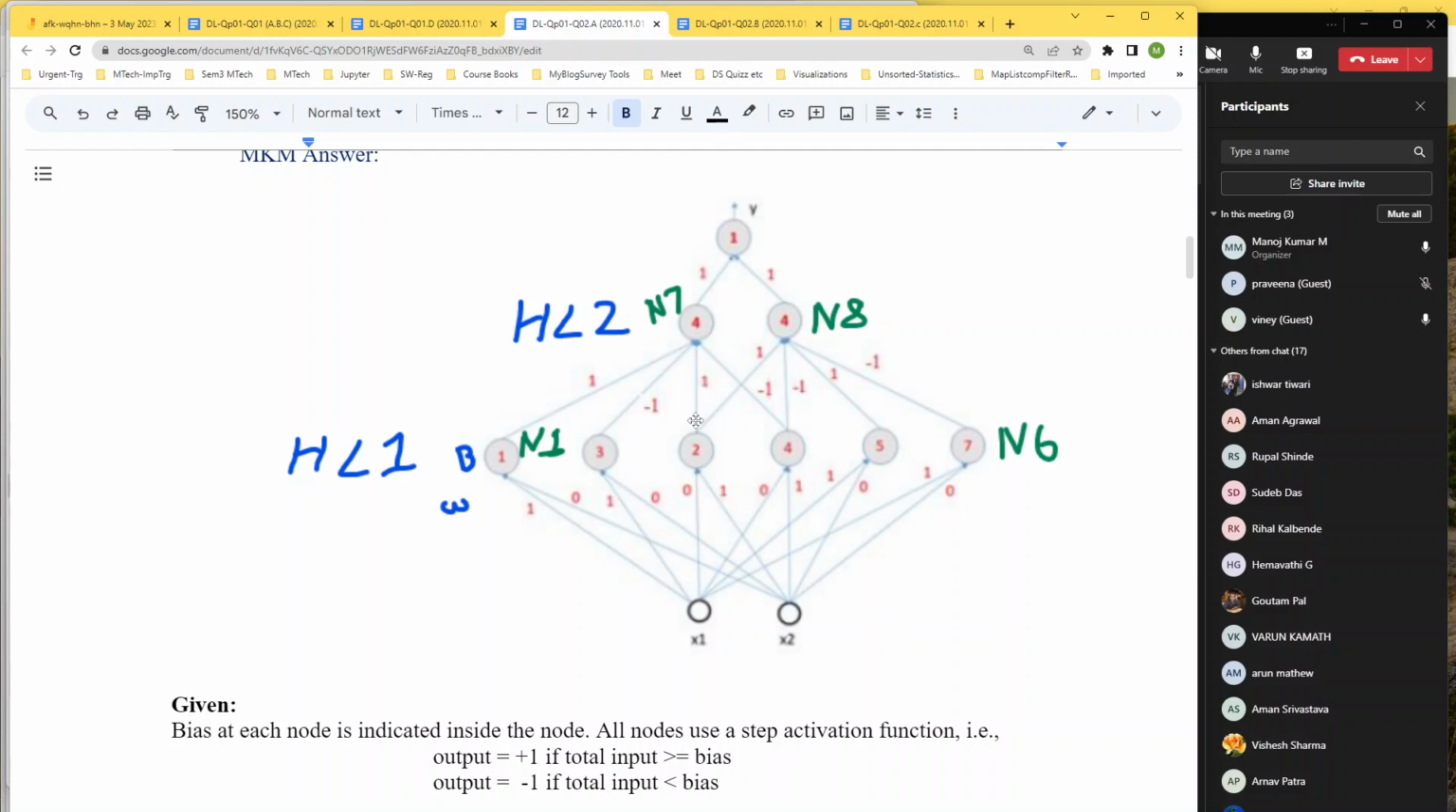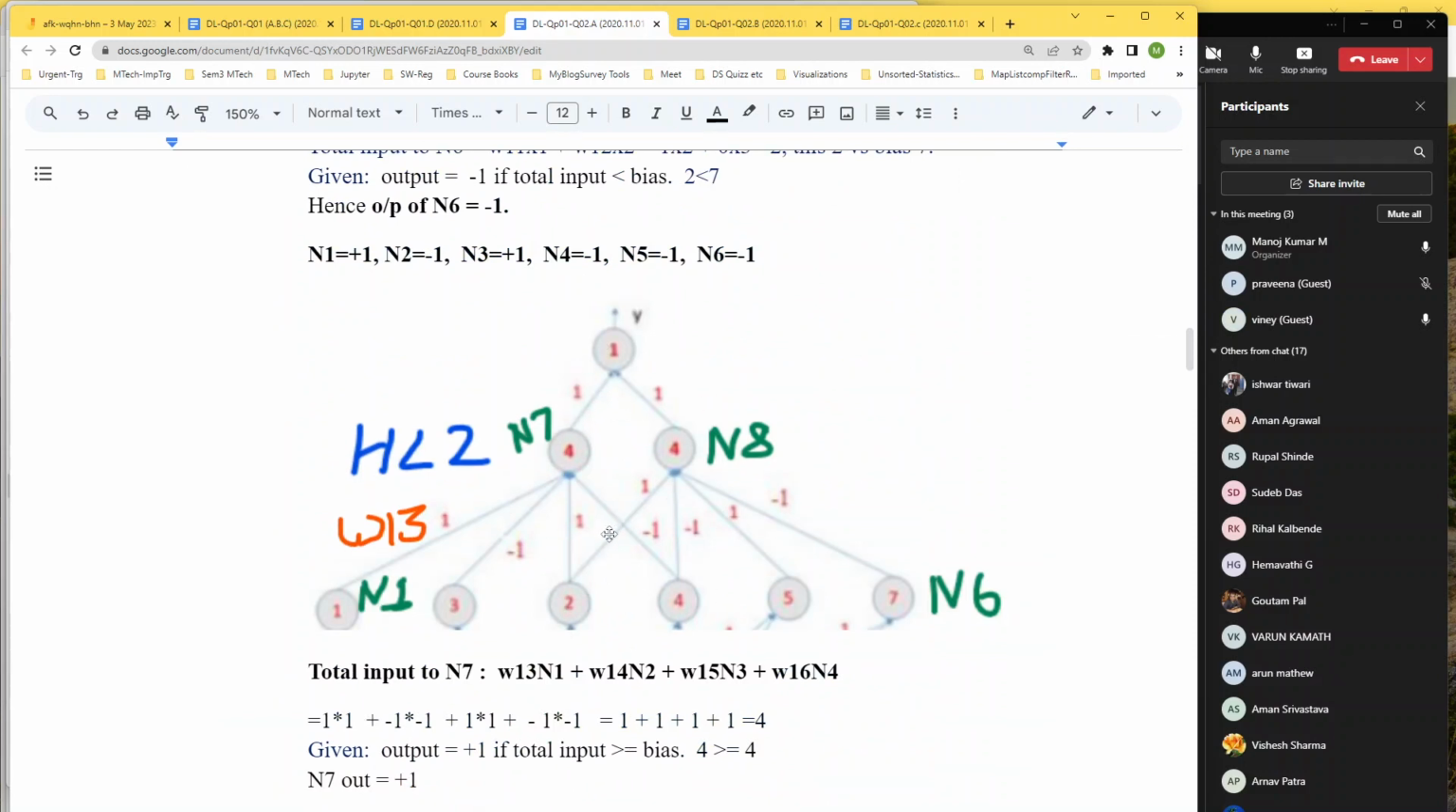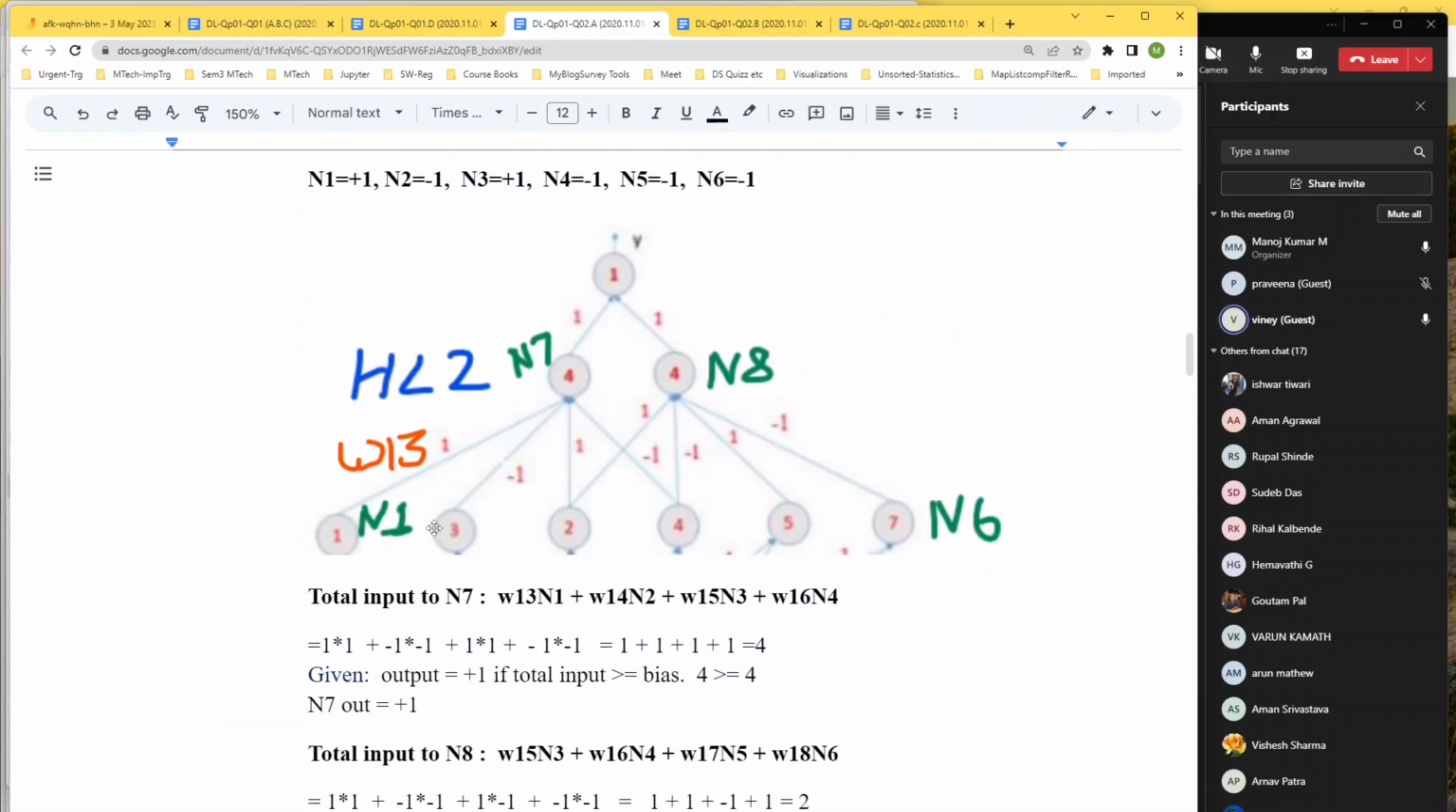Okay, so the next one is the same. Bias at each node is indicated, and all nodes use this step activation. So all nodes have the same thing. I put the screenshot again: minus 1, 1, minus 1, minus 1, minus 1. N1 and N3 are +1. Everything else is -1.